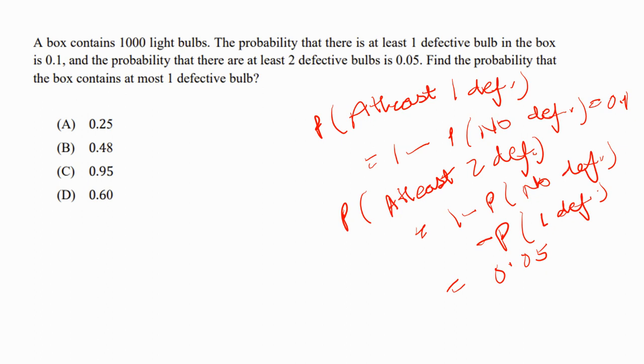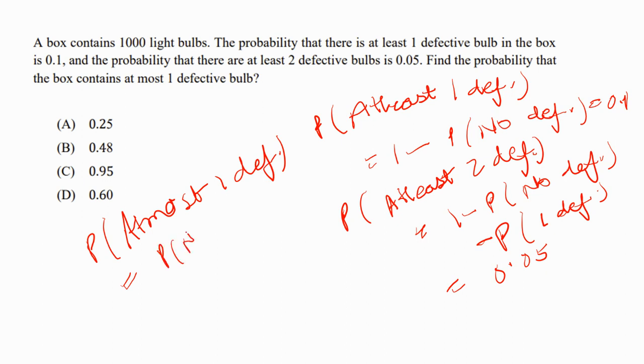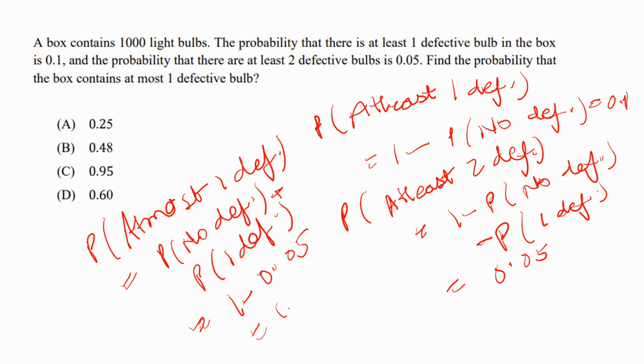And then we want to find the probability that at most one is defective. At most one defective means the probability of no defective plus the probability of one defective. From here you can find that the probability of no defective plus the probability of one defective will be 1 minus 0.05. So we can directly write it here, and it will be 0.95.